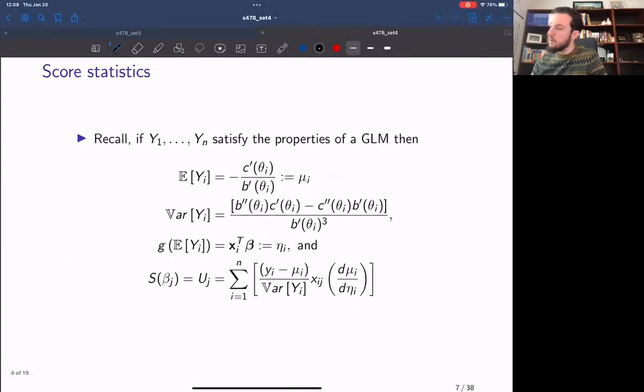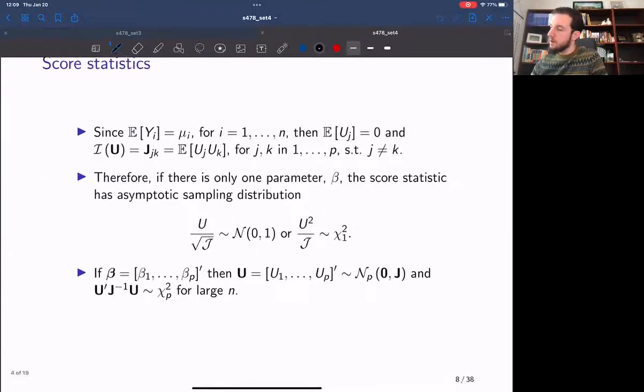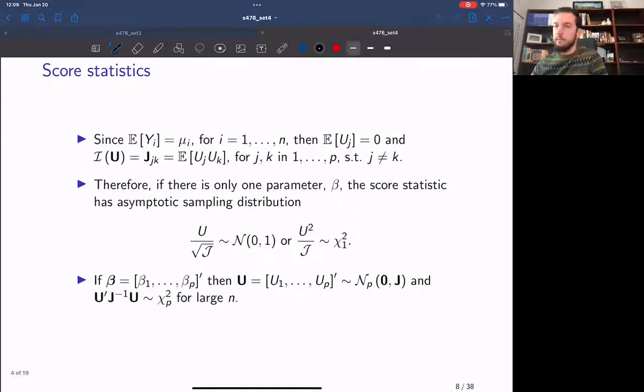All right. So if Y1 through Yn satisfy the properties of a GLM, we have these results that we derived earlier. Okay, so just a refresher, because we're going to utilize these or some of these momentarily. And we can say that since the expected value of Yi is equal to mu i, then the expected value of the score function is equal to 0, and the information function is equal to the expected value of U_j times U_k for j, k from 1 to p.